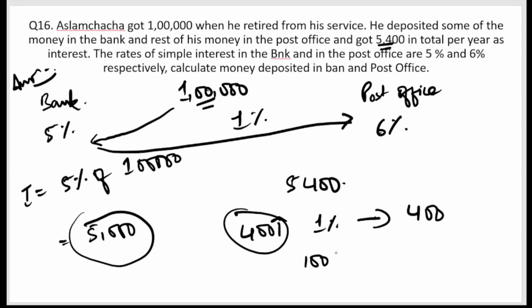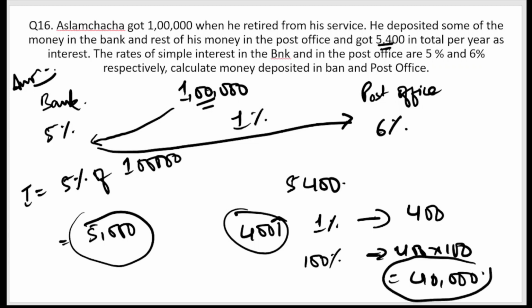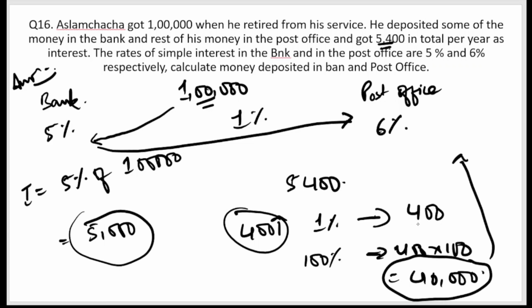So what is 100% of the money? That will be 400 into 100, that is 40,000. So the amount of money that is deposited in the post office is 40,000. So out of 1 lakh, if 40,000 is deposited in the post office, the remaining 60,000 is deposited in the bank. So this will be 60,000 rupees.